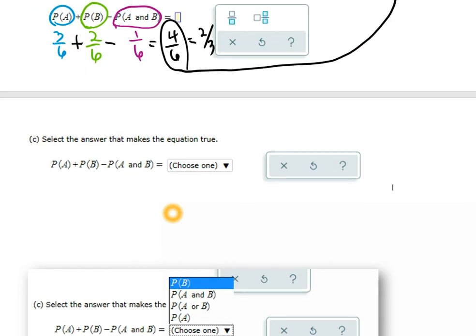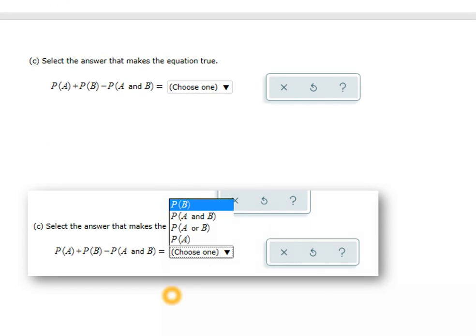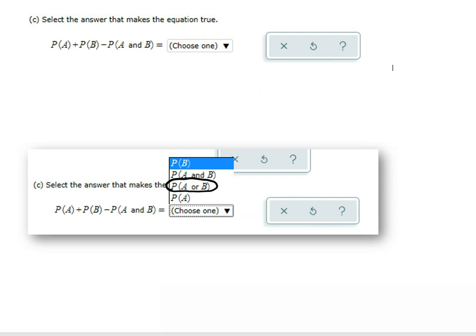So this actually just kind of proves a formula. So my answer would be this one. You would click on A or B. Whenever you add two probabilities together and then you subtract out what they call the intersection, what they overlap with, then you get the probability of one or the other. It always works that way.